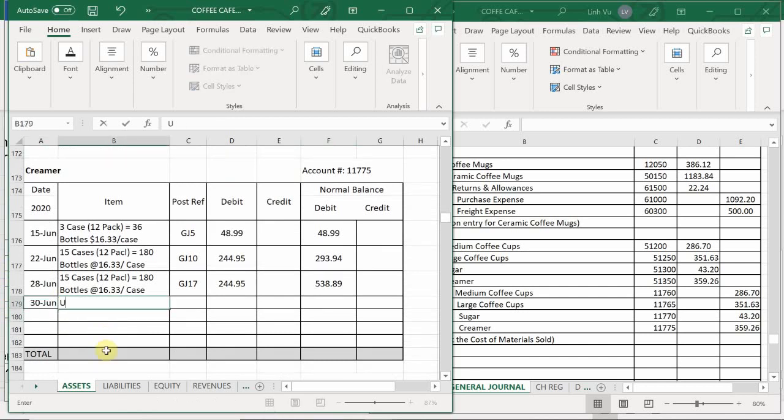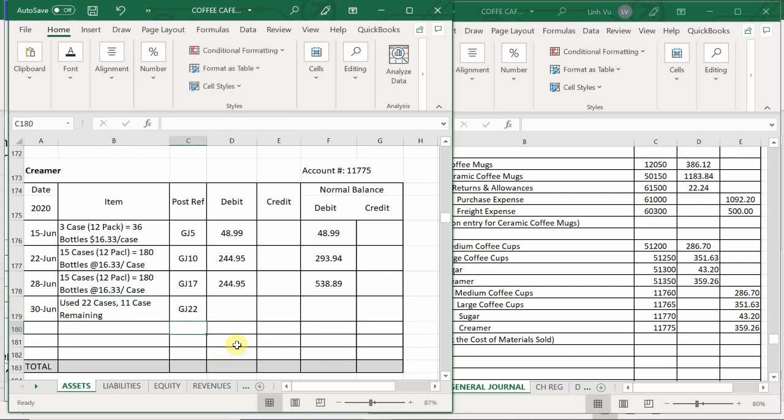And then the creamer. We still have 11 cases remaining. 359.26, and we have 179.63. So 359.26 minus 179.63 leaves 179.63. Okay, good. All right, so we adjusted our business supplies.